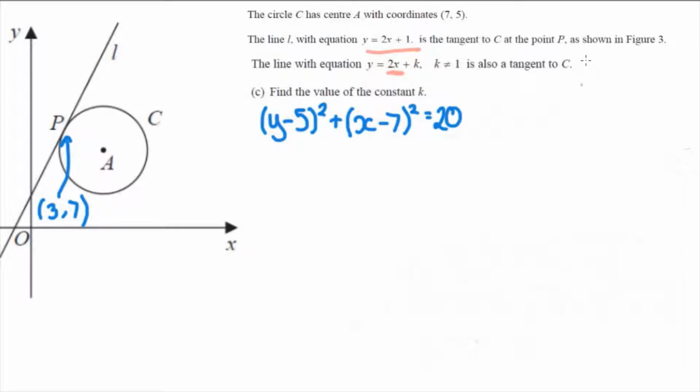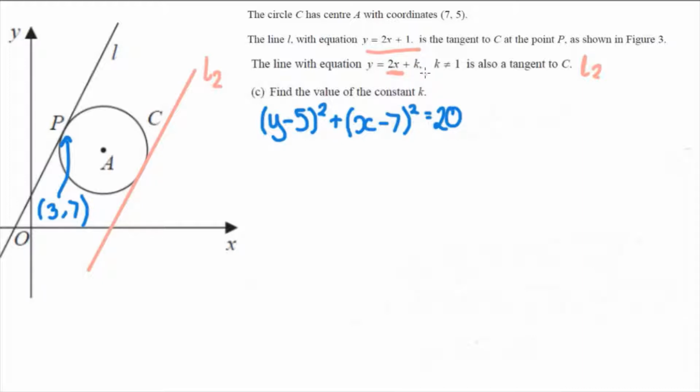And we know that this line, let's call this line L2, we know L2 is also a tangent to C. So it must go in one place, which is here. That's the only place on the circle where it can go, where it's parallel to line L and it's also a tangent to the circle. So how are we actually going to find L2? Well, we know L2 is y equals 2x plus k, but we have to find what k is.